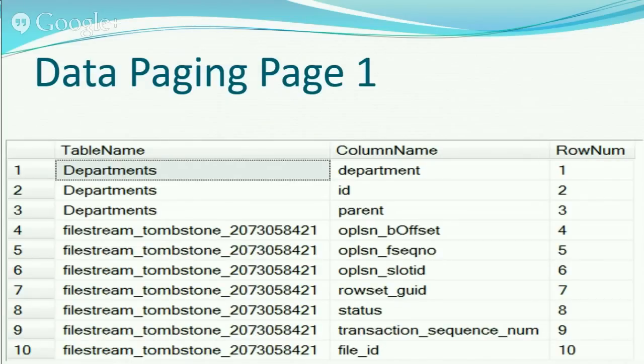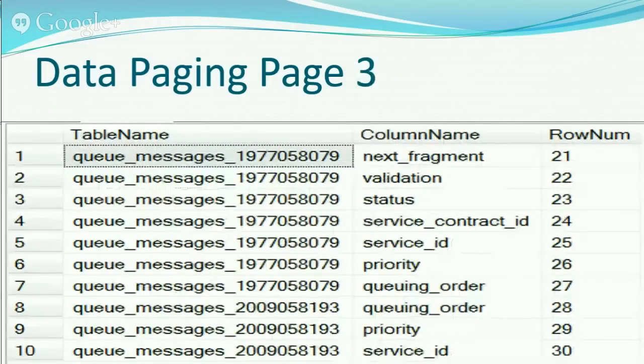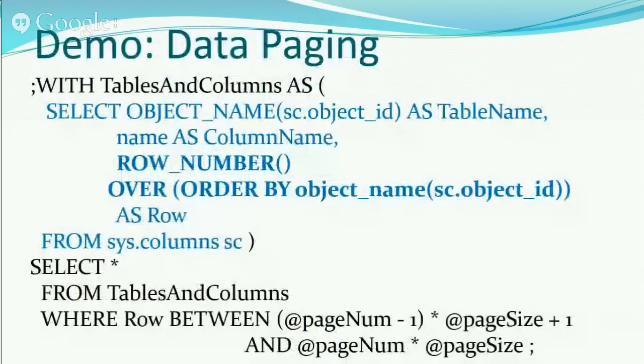So think about it. Here's an example. I think I was selecting from the sys.columns table. And here we have row number 1 through 10 showing up on the screen. Then the second page in that data set might be rows 11 through 20. And the third page might be 21 through 30, and so on.